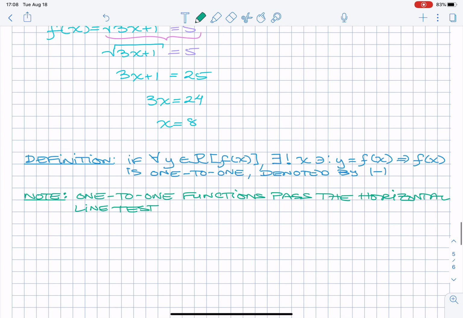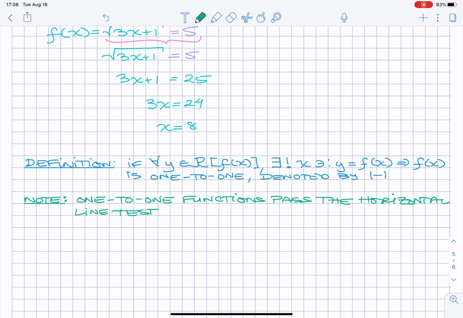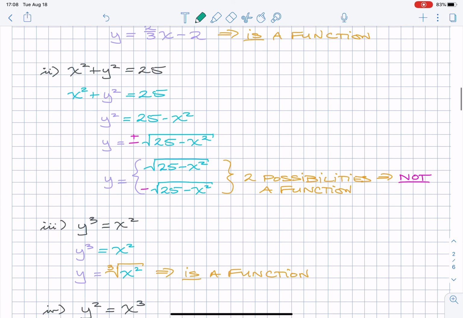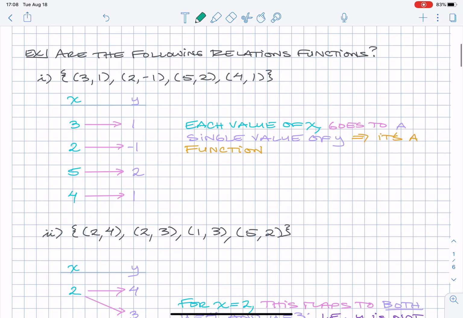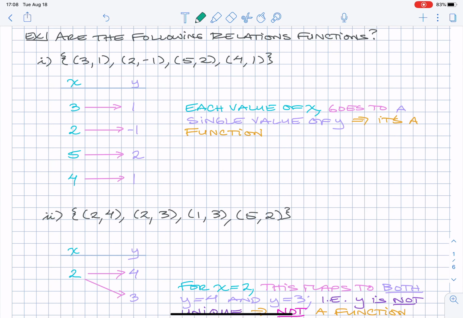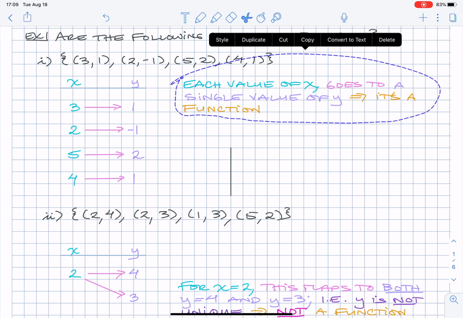Do you know what? Maybe I should go back. Now that we're here, let me go back just to prove to you what I just said, which was that functions pass the vertical line test. So let's go ahead and plot these guys. I'm going to show you explicitly. I could just say it, but let me show it explicitly. I think that's better.